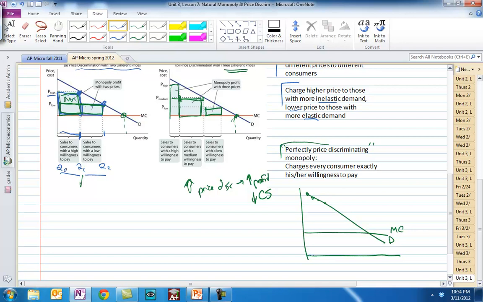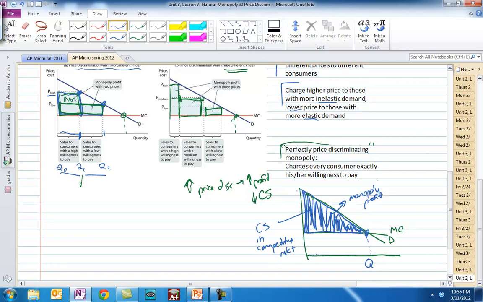Then if we could infinitely segment the quantities in this market, the profit would be this entire triangle here, because they get this profit off of the first consumer, this profit off the second consumer, this profit off the third, and so on. So all the way down, this entire triangle, which in a competitive market would yield the same quantity, but this would entirely be consumer surplus. So this is consumer surplus in a perfectly competitive market, but it's all monopoly profit for a perfectly price discriminating monopoly.